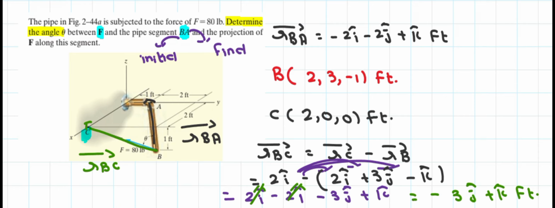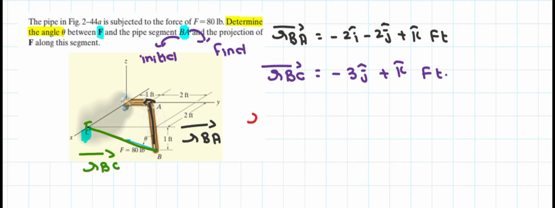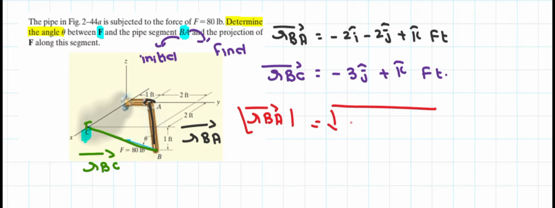Now let's find out the magnitudes of these position vectors. So the RBA magnitude is equal to under root x square plus y square plus z square. X is the 2 square, y is the 2 square, and z is the 1 square. If you are wondering why I don't write down the negative 2i and negative 2j here, it is because the square of this 2 will automatically convert the negative sign into positive sign. So no need to write it down. So the magnitude of RBA is 3 foot.